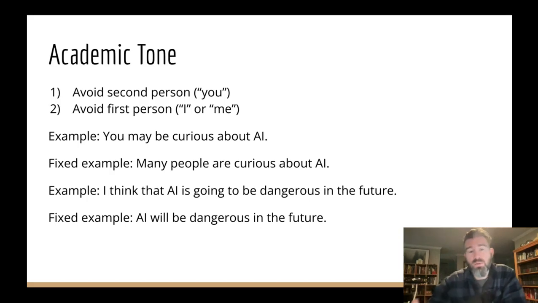Number 1, I always suggest that people avoid the second person in their writing unless they're talking to somebody very specific. For example, in this video, I can say, you should pay attention to academic tone because I'm talking to a group of individuals, you all, who are students in my class who want to learn about grammar or at least get the extra credit.